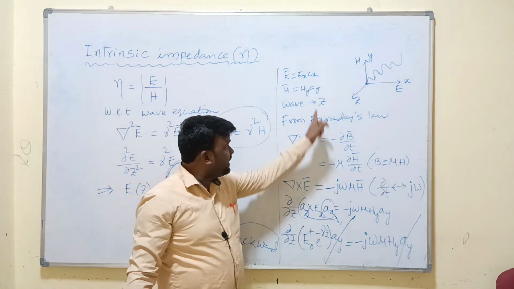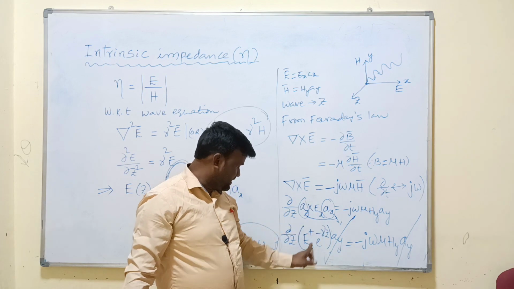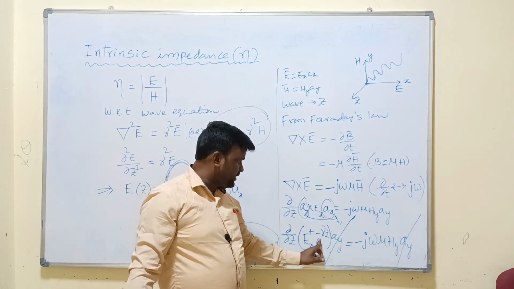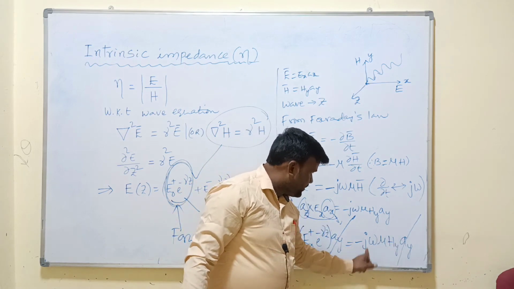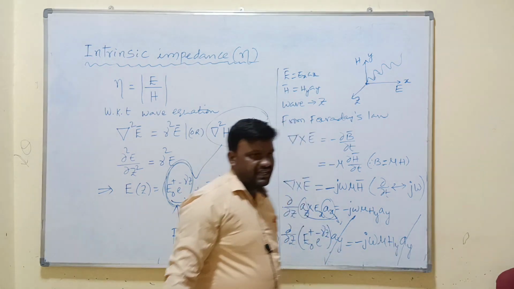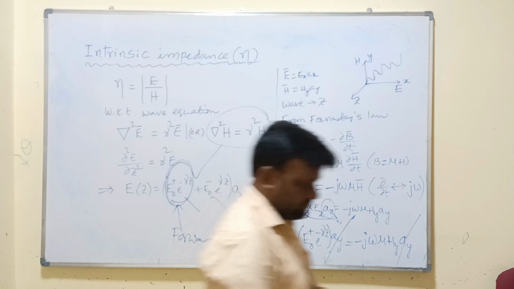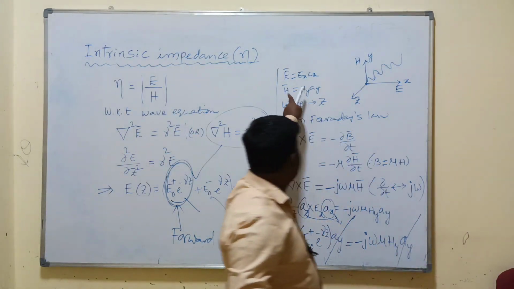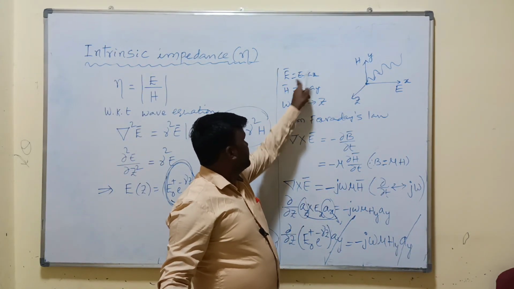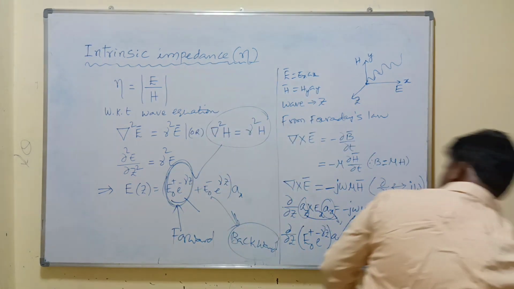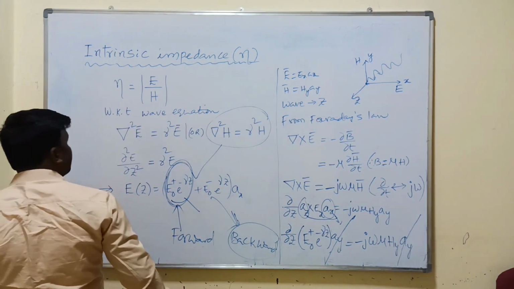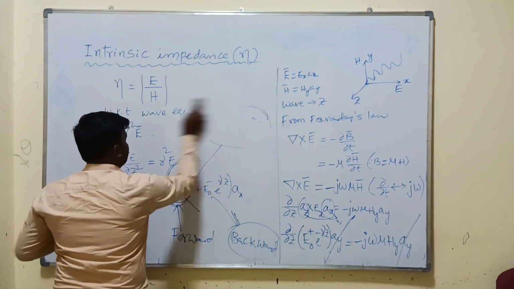The magnitude of E along the x direction is Ex. Ex is what you have taken? E naught plus e to the power minus gamma z. And H is taken as what? The magnitude, that is Hy. Here you can see Ex magnitude, H magnitude, Hy. Now let us simplify that expression.